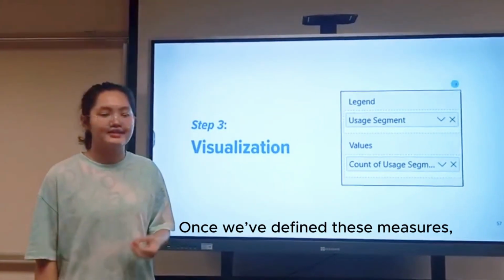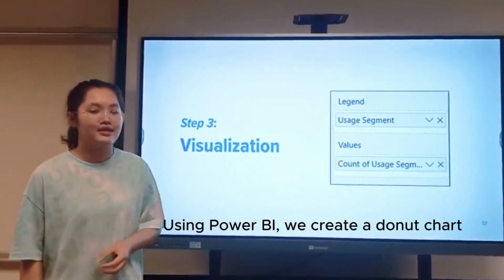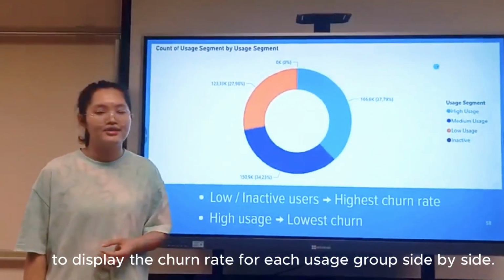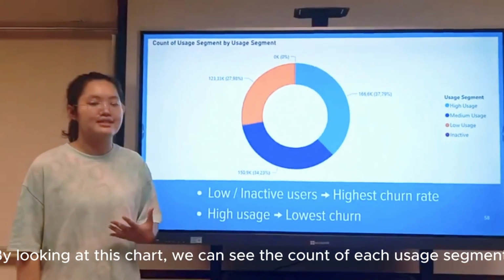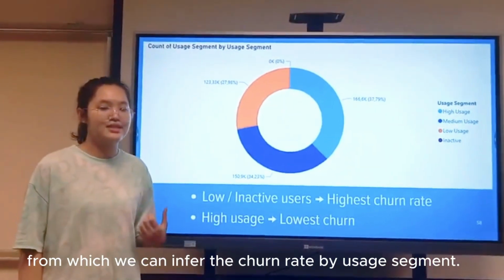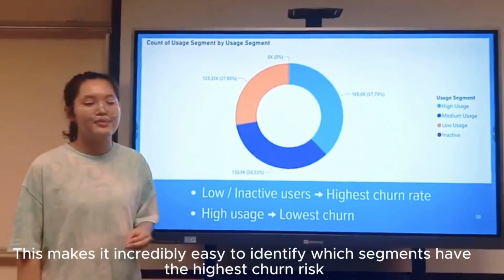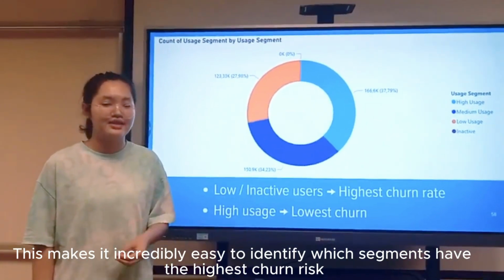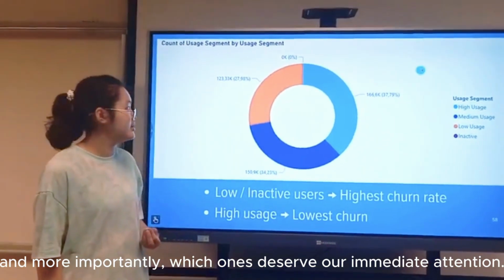Once we define this measure, we move on to visualization. Using Power BI, we create a donut chart to display the churn rate for each usage group side by side. By looking at the chart, we can see the count of each usage channel, from which we can infer the churn rate by usage channel. Our churn rate is in gray below. It's easy to identify which channel has the highest churn rate, and more importantly, which users need attention.